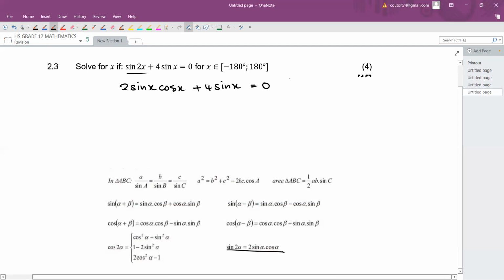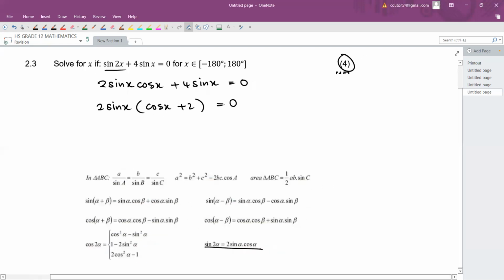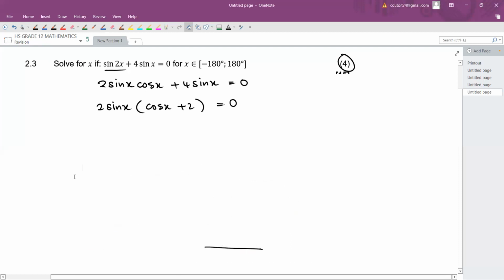Are you with me, Liam? Yes, sir. You can divide with 2 if you want to. It's not necessary. You can, or you can just factorize 2 sin x out. Then I get cos x plus 2 is 0. That's not difficult. That's why it's only 4 marks. Because now, out of that, I'm going to delete this now. We don't need that. Out of that, 2 sin x must be 0 or cos x must be negative 2.